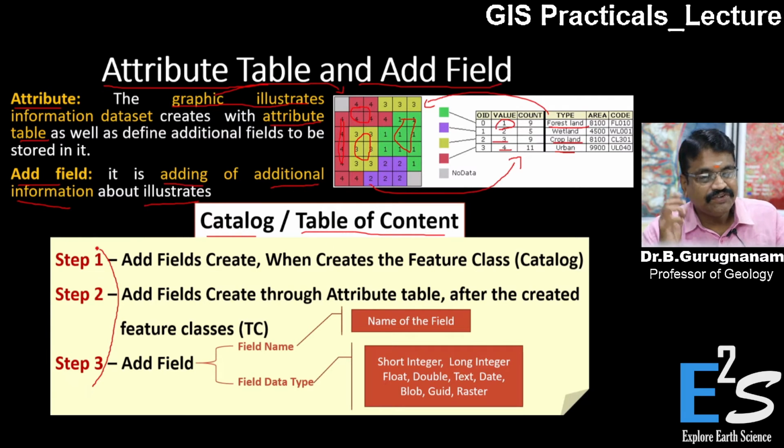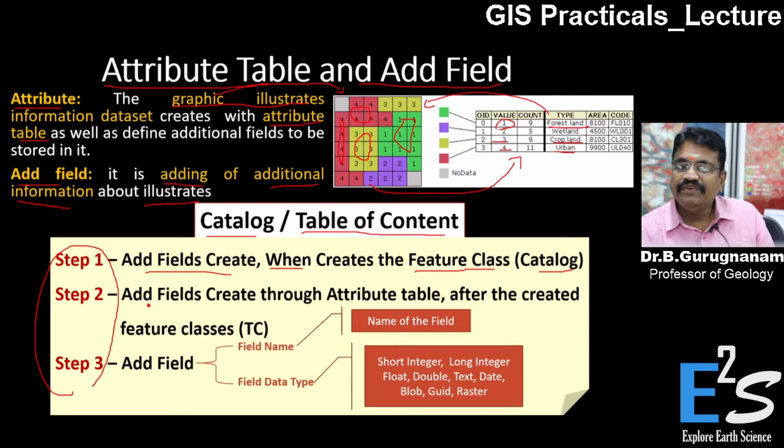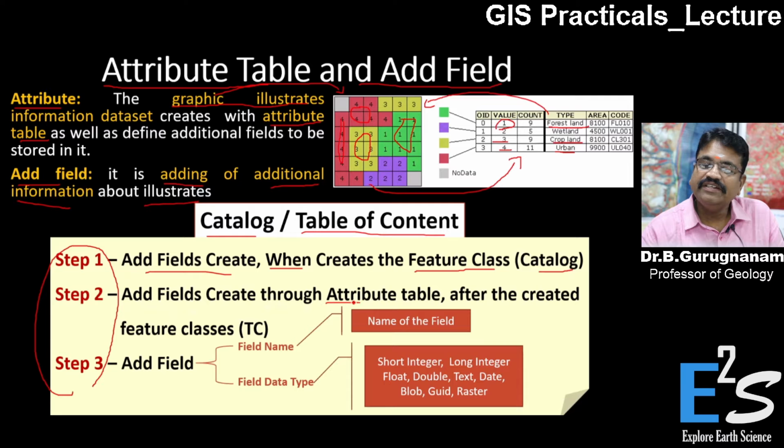There are three steps involved. Step one is add field: create, and add field to the attribute table after it is created. We have to add the field when creating the feature class itself. When we are creating the GDB and feature class, at that time itself we can create this, and you can also add a field through the attribute table after creating. So we will do this a little bit now.